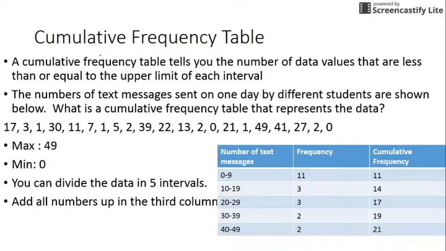We've added in that final 2. Your final cumulative frequency should represent everybody. It should include all of your numbers. So I have 21 numbers that are listed there, and that's my final cumulative frequency. It is saying that everyone did 49 texts or less.